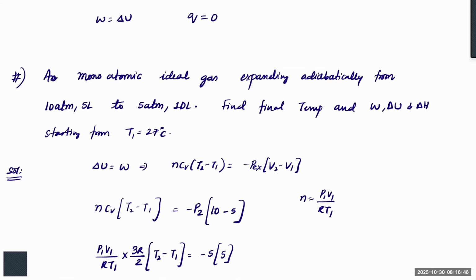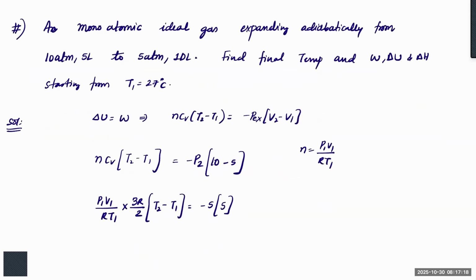Now, on a similar basis, this time it is the irreversible case. I have a monoatomic gas expanding adiabatically from 10 atm, 5 liters to 5 atm, 10 liters. Find the final temperature, work done, delta U, delta H, starting from a temperature of 27 degrees. So you can see delta U is equal to W. Delta U can be written as nCv delta T, and work done can be minus P external into delta V.